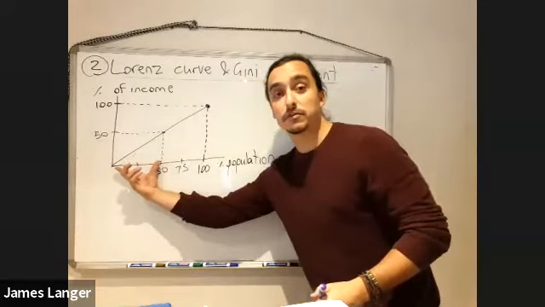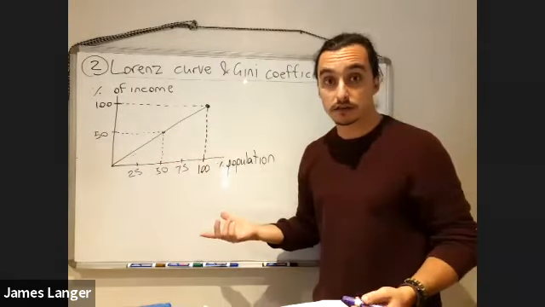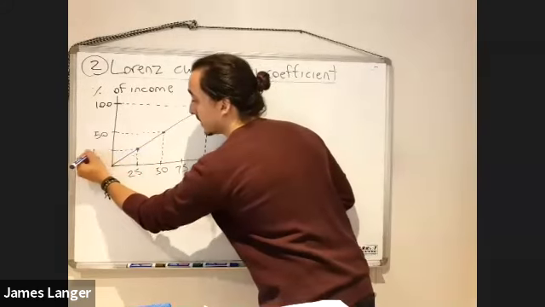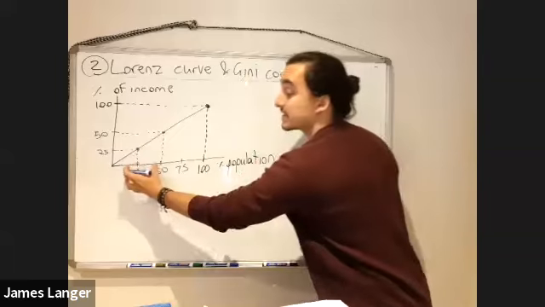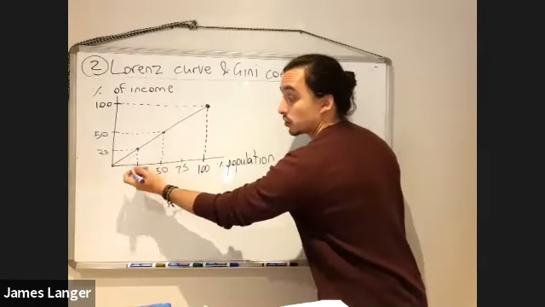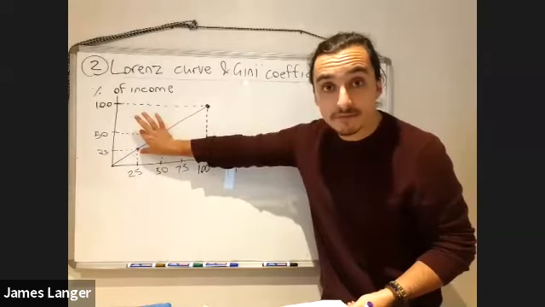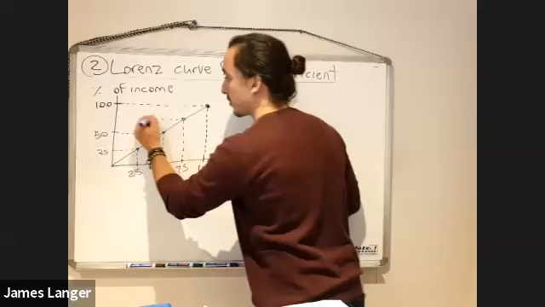So the bottom 50% earn 50% and the top 50% earn 50%. Likewise, the bottom 25% earn 25%, and the second 25%, which we read from 25 to 50, are also earning 25% of the income, and so on and so forth.